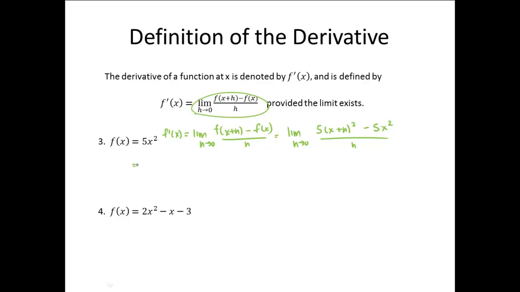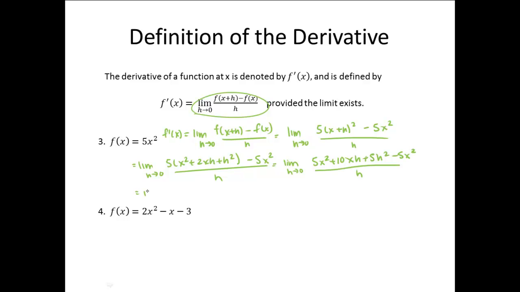I'm going to first go ahead and expand the x plus h. So I'm going to have 5 times x squared plus 2xh plus h squared minus 5x squared all over h. Next, I will distribute the 5, and I will have 5x squared plus 10xh plus 5h squared minus 5x squared all over h. Next, we will cancel, and we will see that my 5x squareds cancel, and I have 10xh plus 5h squared over h. Oops, that should be an h.